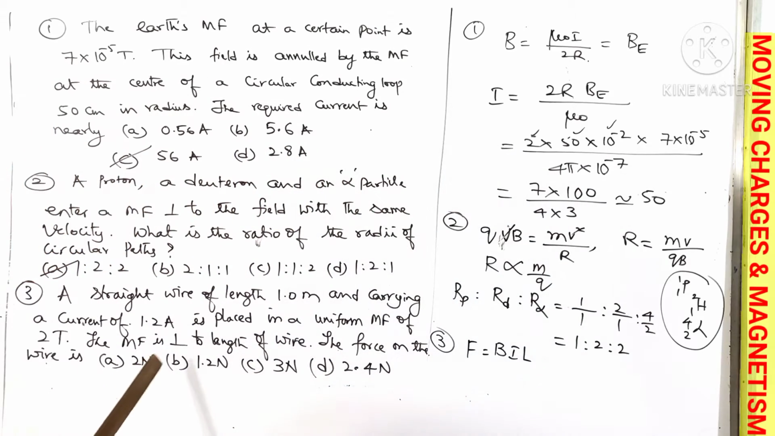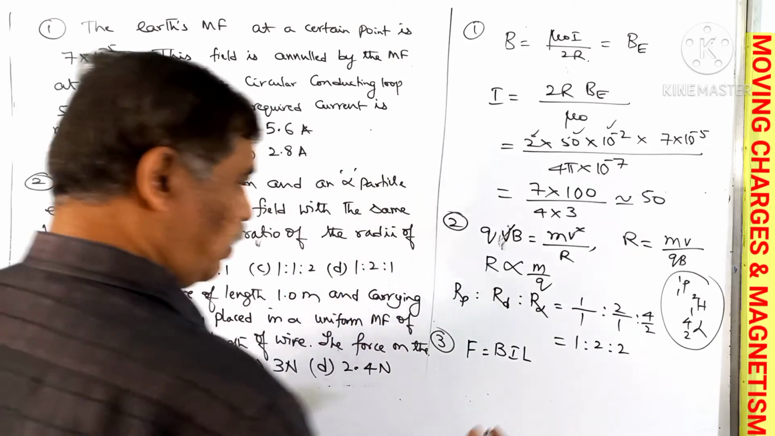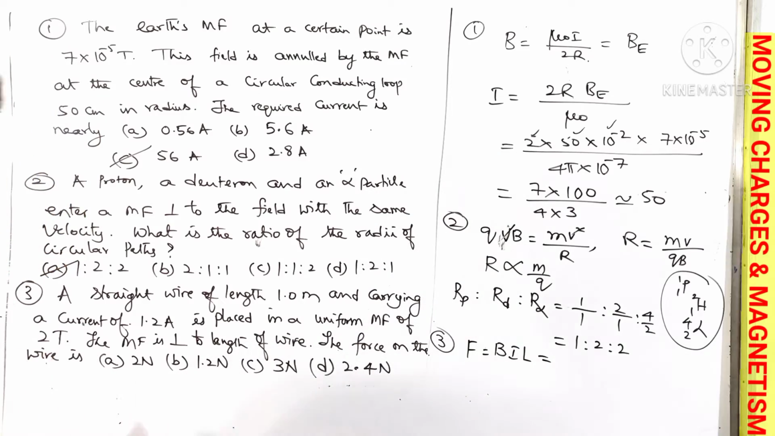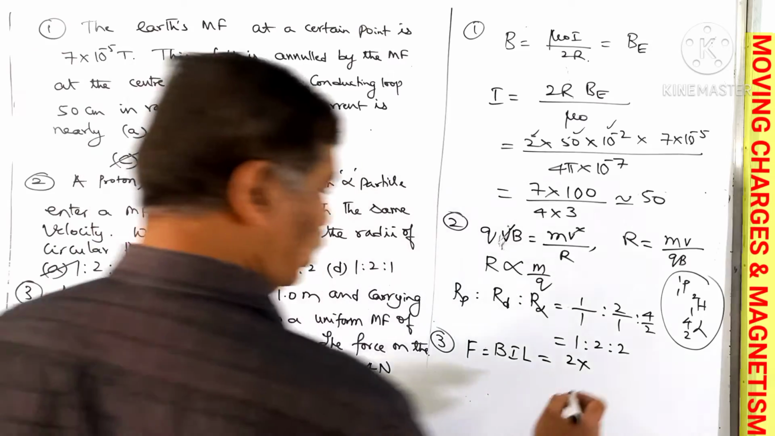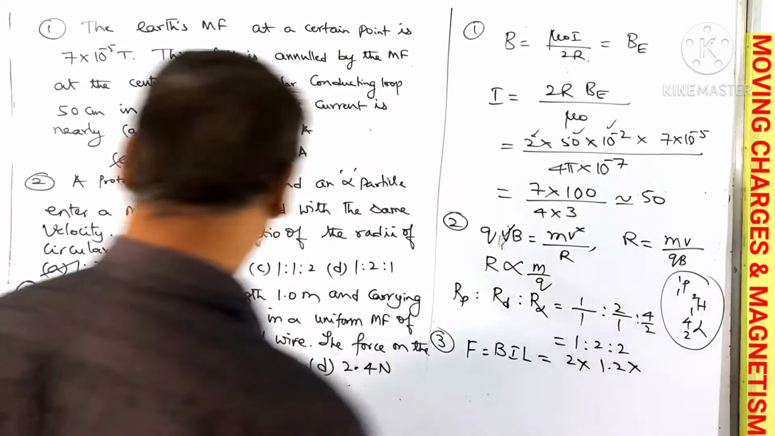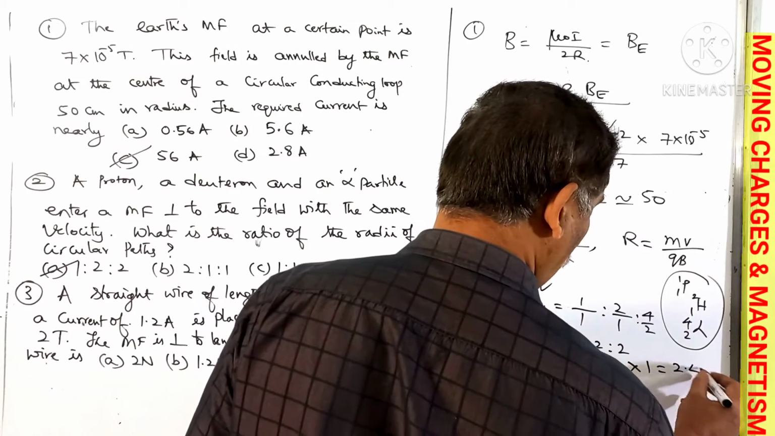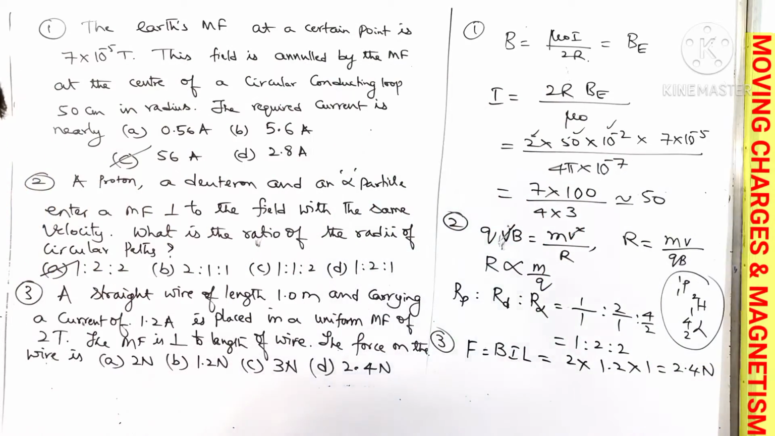Because theta is equal to 90, the magnetic field is perpendicular to the length of the wire, and F is equal to BIL. Just make the substitutions. B is given as 2 Tesla, current is given as 1.2, and length of the wire is given as 1. So this gives us 2.4 Newton. So that is option D.